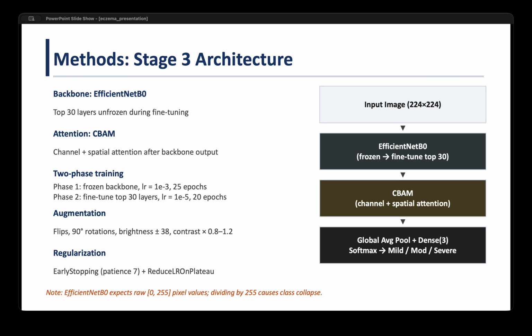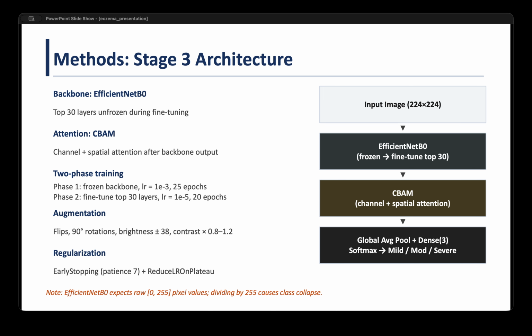Coming to our architecture, here is our stage 3 architecture, where we started with EfficientNetB0 as the backbone. One important non-obvious detail we observed is that EfficientNetB0 does its own internal normalization. So inputs must stay in the raw 0 to 255 range. If you divide by 255 like you normally would, you would get a class collapse.